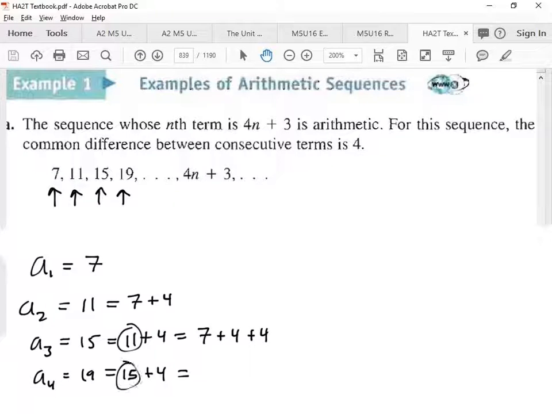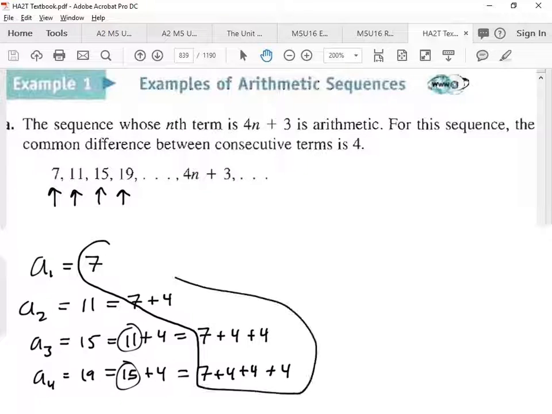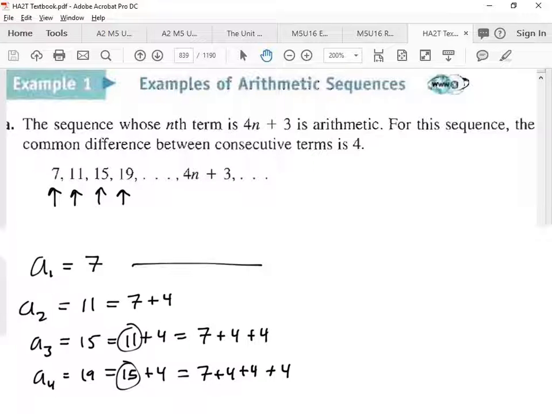What's another way I can write 15? 7 plus 4 plus 4 plus 4. So by doing this, I see a pattern more clearly happening. Okay? The first one, 7, is just chilling, right? The next one, though, I'm taking 4 and adding it to 7.